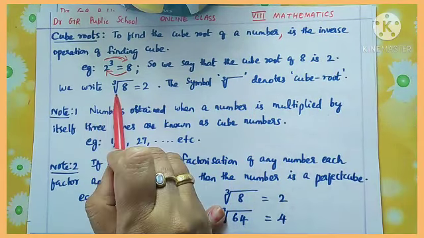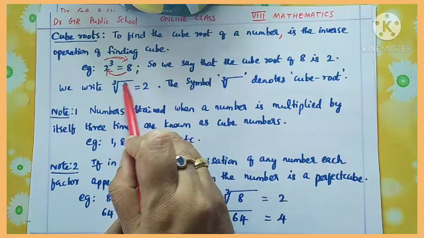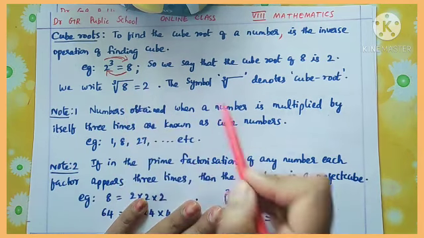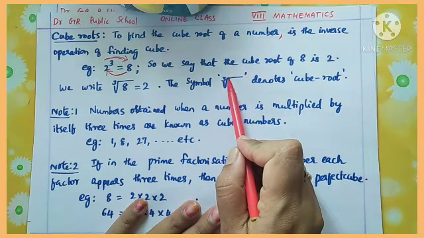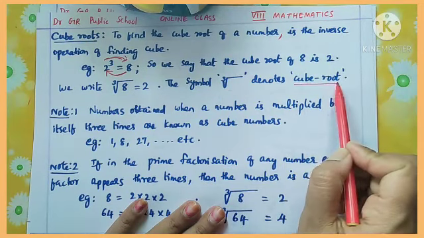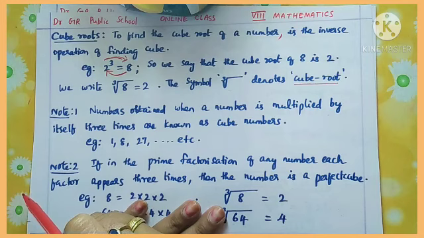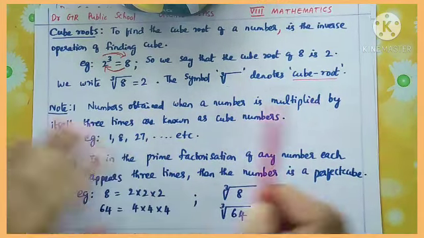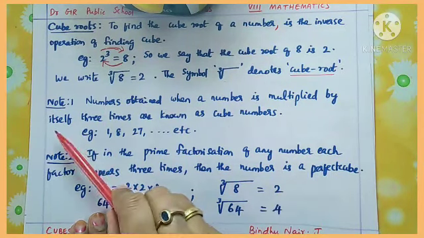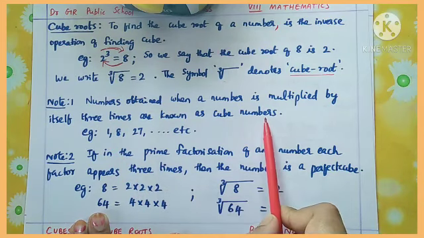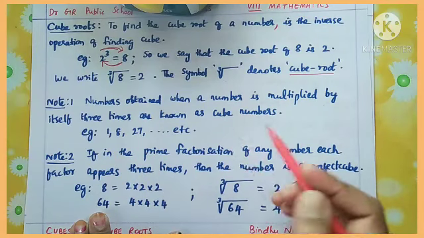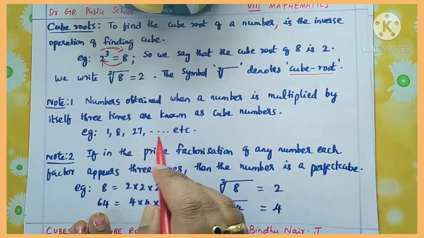Now, how to write the cube root symbol? You put the radical sign and put 3 here. This is called cube root. So cube root of 8 equal to 2. And this symbol, put the square root symbol, radical sign and 3. It becomes the cube root symbol. So this is the symbol for cube root. So just recall what are the things we studied here. Note 1. Numbers obtained when a number is multiplied by itself 3 times are known as cube numbers. So when you multiply a number 3 times by itself, they are called cube numbers. For example, 1, 8, 27, etc.